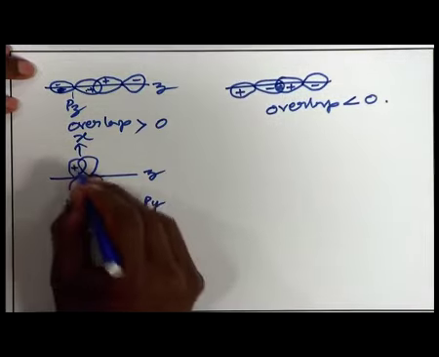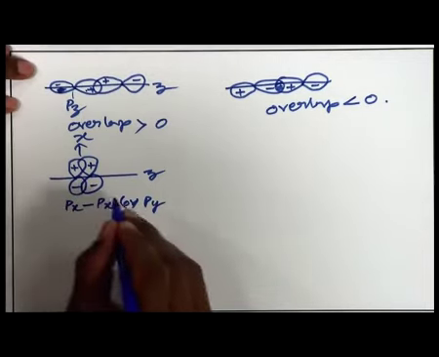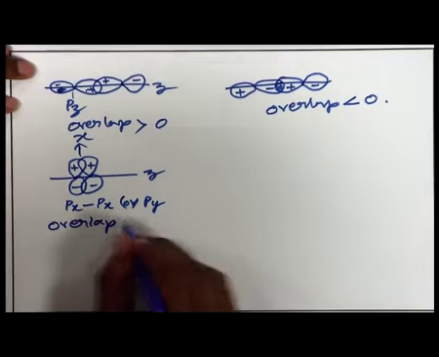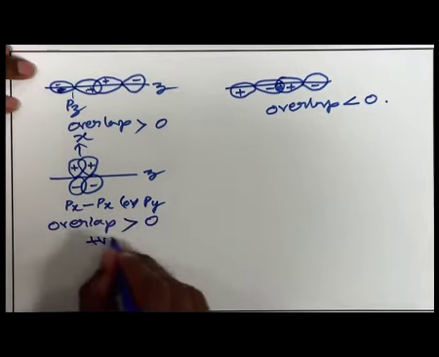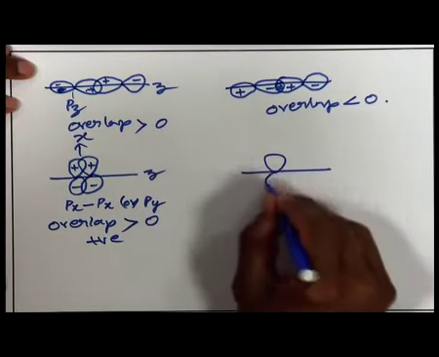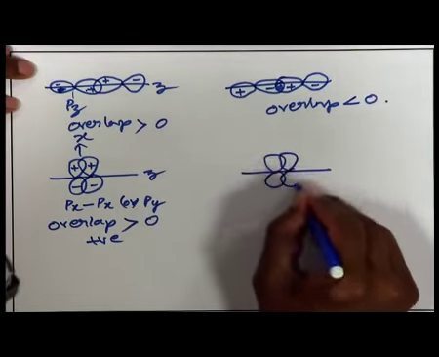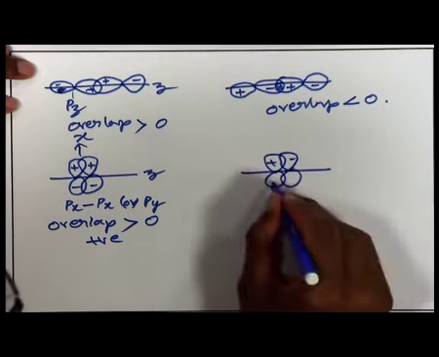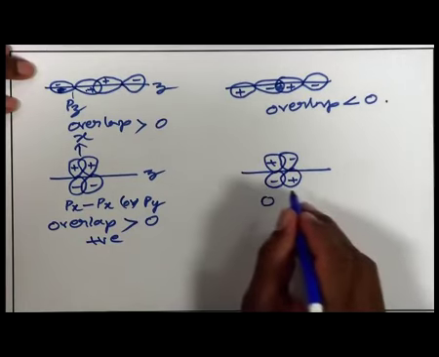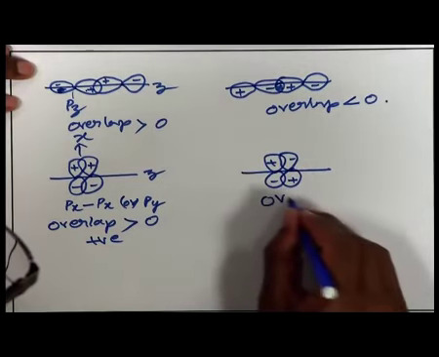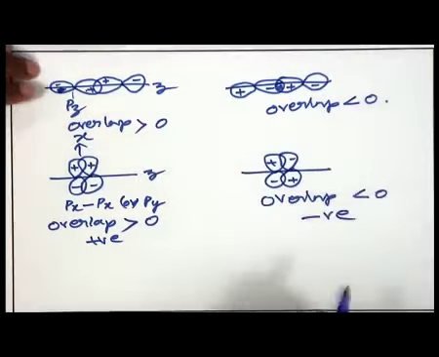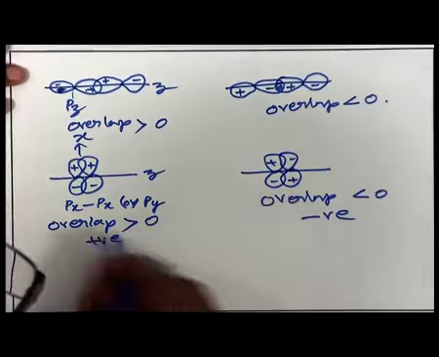So, this is positive, positive, negative, negative. Here the overlap is positive, overlap is greater than 0. So, that is a positive overlap. If you draw the same diagram in this way, positive, negative, negative, positive, you see that here the overlap is less than 0, so negative. This is not for bonding, the other is for bonding.